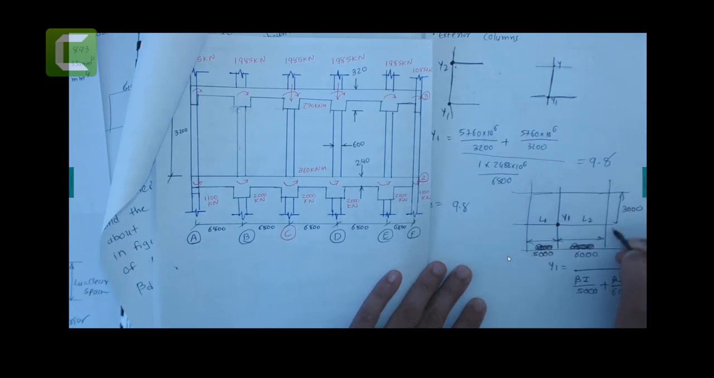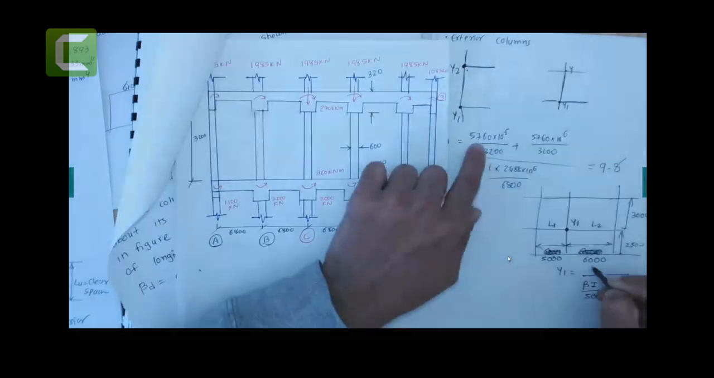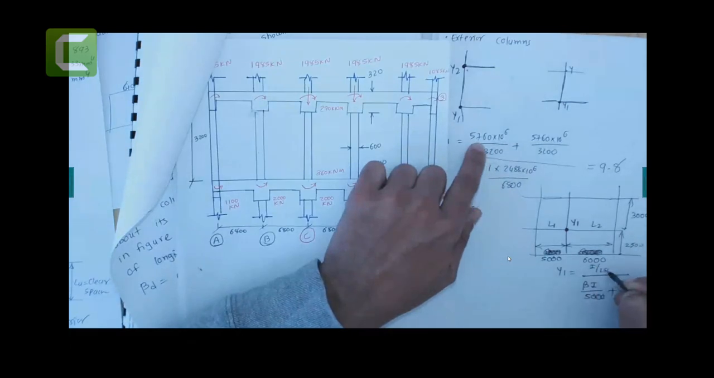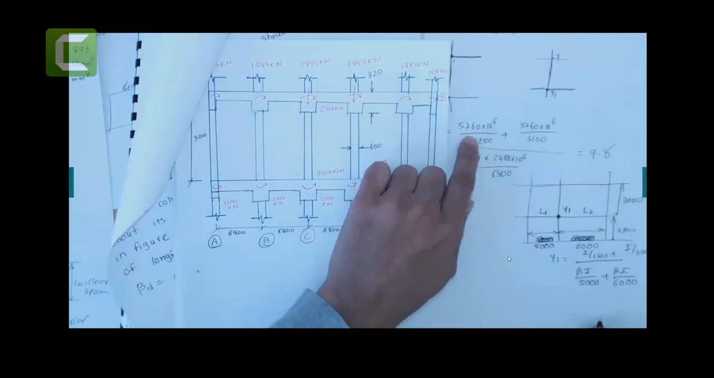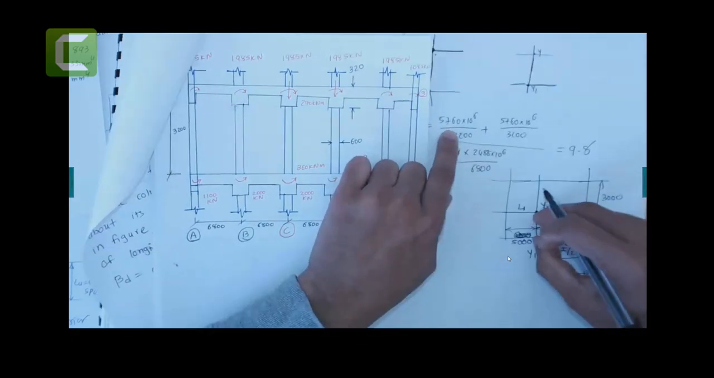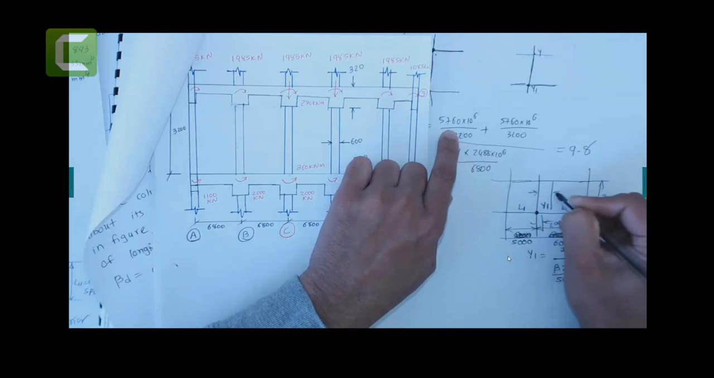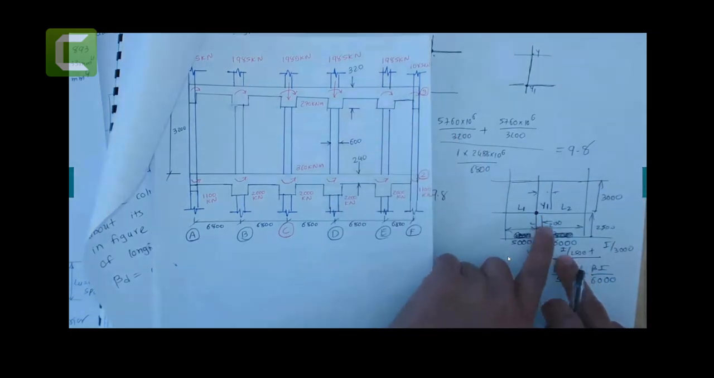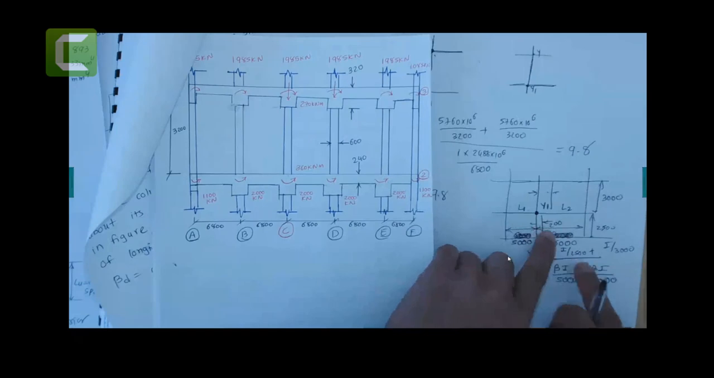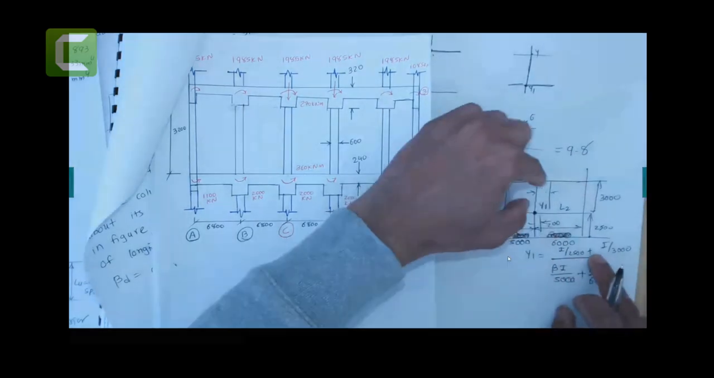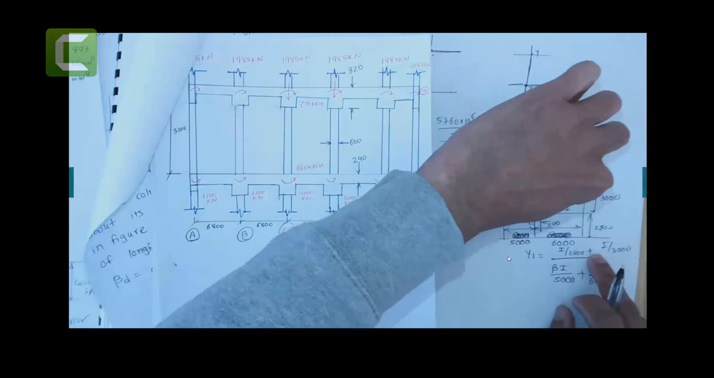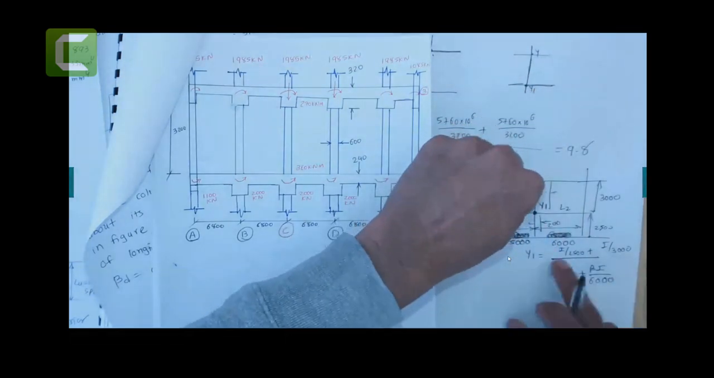And someone said that these columns are 2500. Over here, you put I over 2500 plus I over 3000. You got it? So at this joint, the I of these columns, if you have different, let's say someone said that this is 200 here and this one is 300 here, you can find different I. I of these 200 BD cubed over 12 over 2500 plus I, moment of inertia of these columns divided by the length of that column over beta.